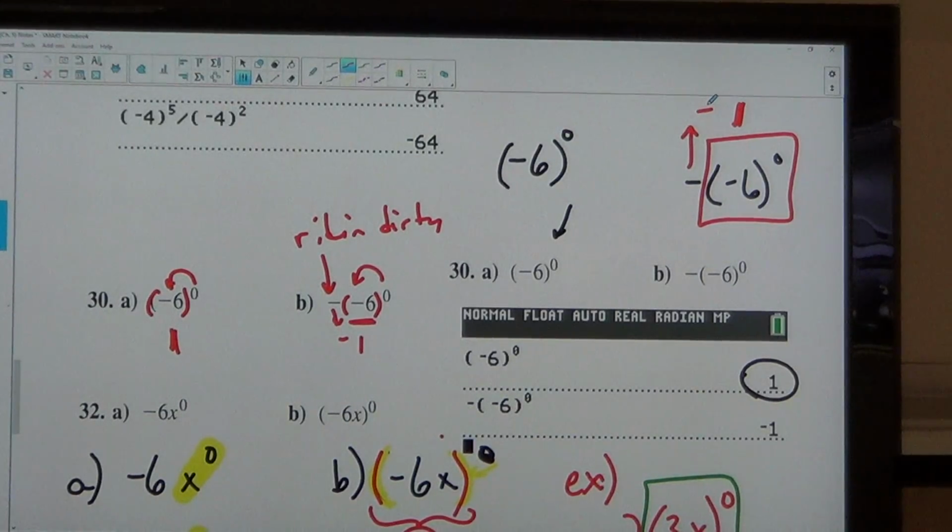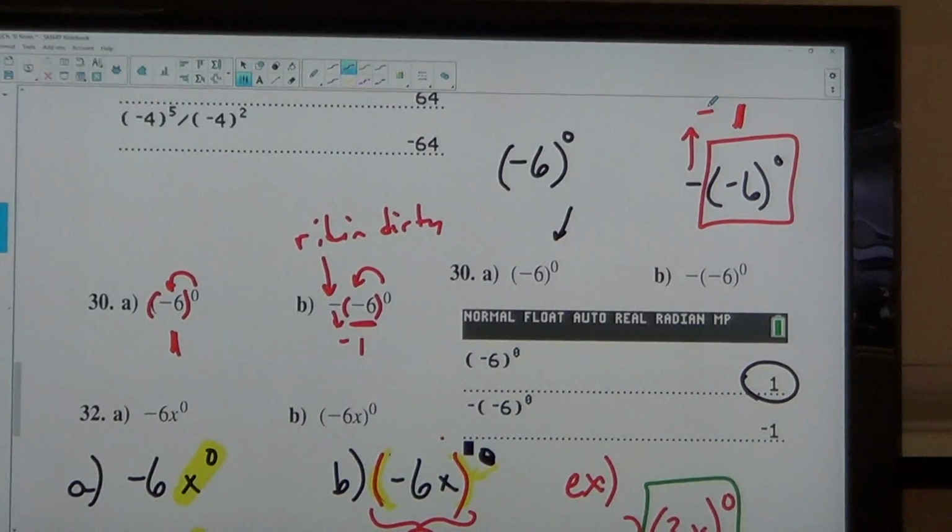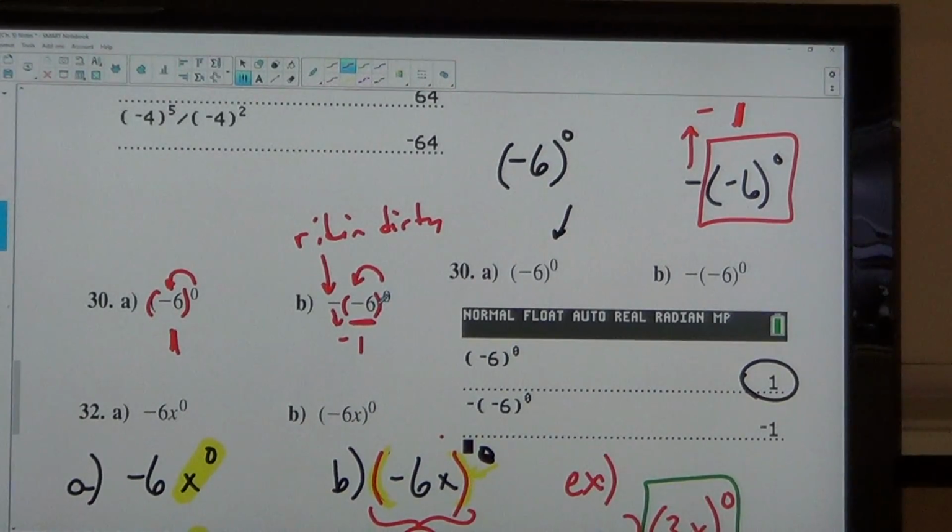So anything to the 0 power is gonna be a 1, except for what's riding dirty out front. See how right here, the -6 is in parentheses, so that is a 1. But this negative is technically not touching the 0. It's just hanging out front. It's not physically connected to the 0.